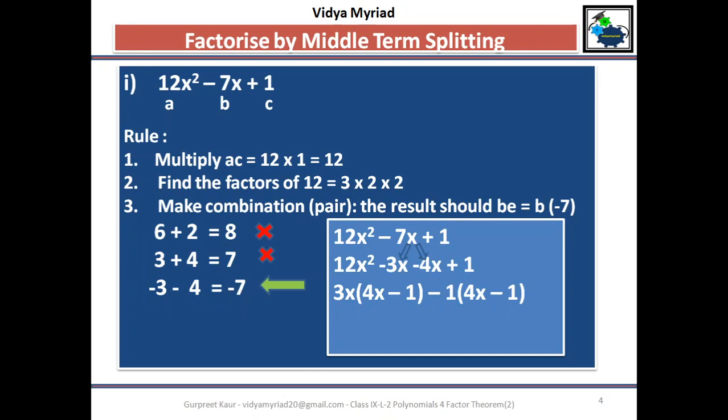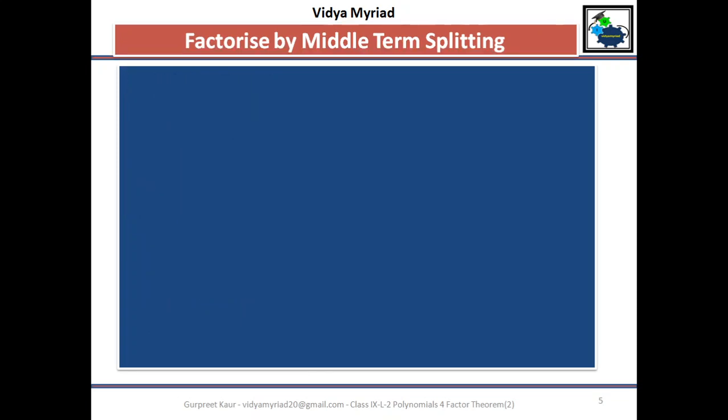For this you must go through the integers video. That is very important. When you open the bracket, -1 multiplied by -1 will give you +1. Now combine them. So 3x minus 1 and 4x minus 1 are the two factors of 12x square minus 7x plus 1. Let me explain one more example.